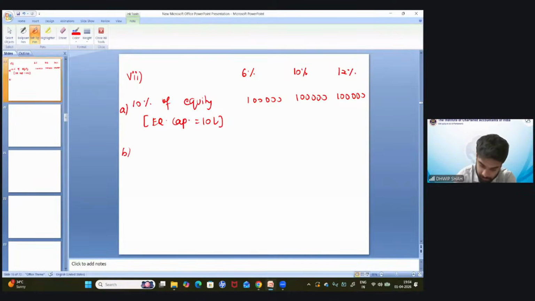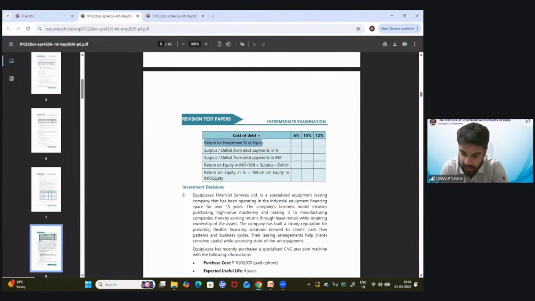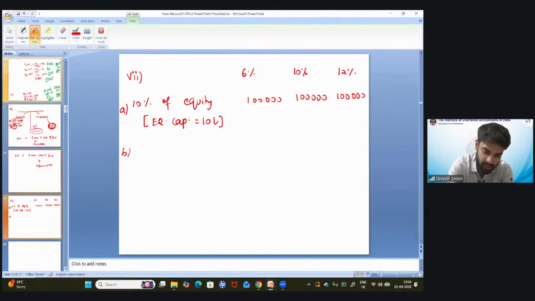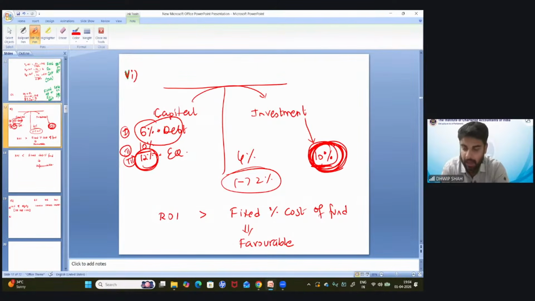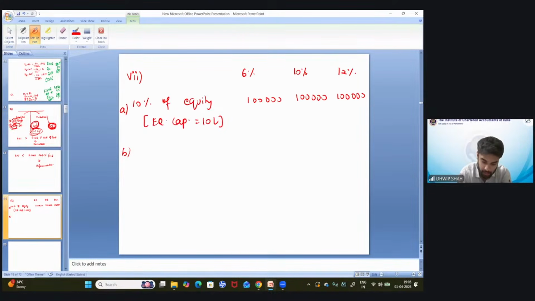Second, what have they asked? Surplus or deficit from debt payments in percentage. In other words, ROI is 10% while your fixed cost percentage is 6. So how much is the surplus? 4%. This is what they've asked in point number 2. If your cost of debt is 12%, ROI is 10%, how much is the deficit in percent? 2%. Are you following? How much cream, how much malai, how much loss. This is what they have asked in point B.